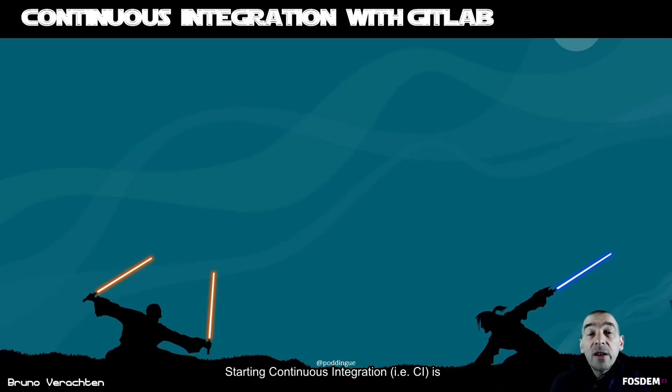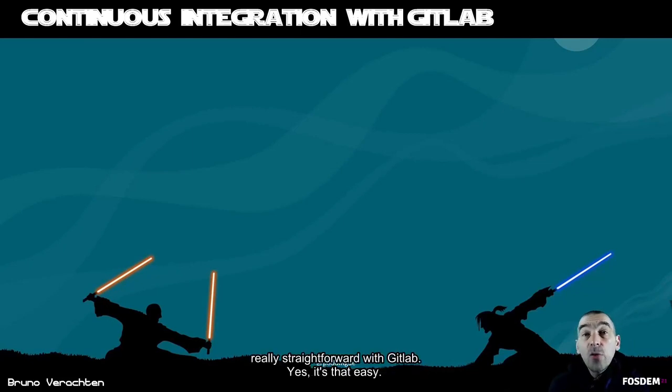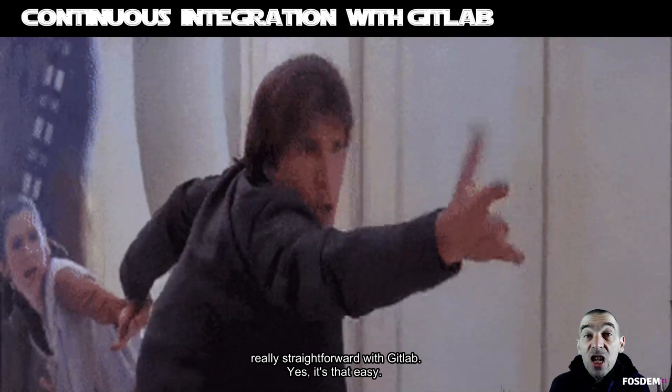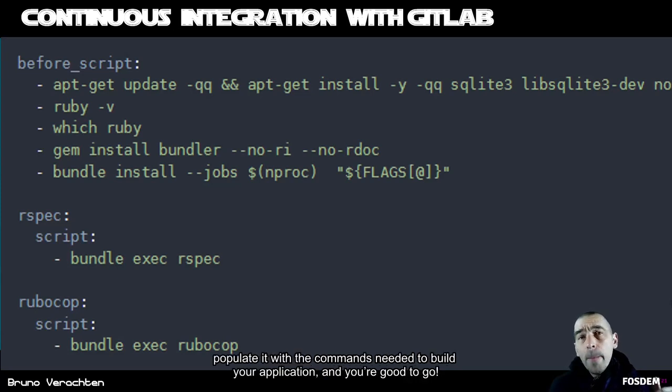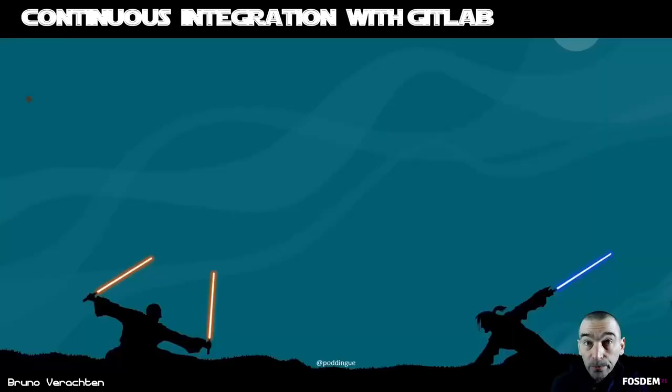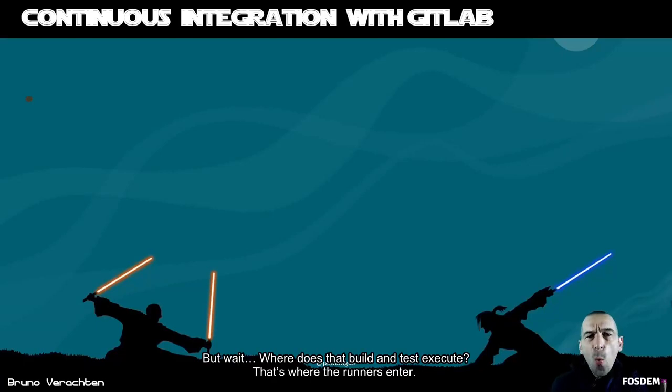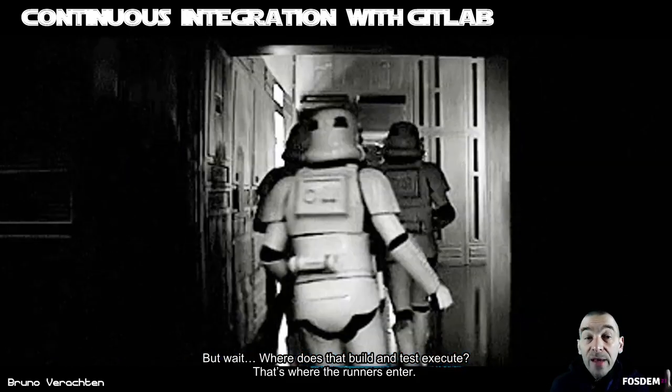Starting continuous integration with Gitlab-ci is really straightforward. Yes, it's that easy. You just have to create the Gitlab-ci YML file in your repository hosted in your GitLab instance, populate it with the commands needed to build your application, and you're good to go. But wait, where does that build and test execute? That's where the runners enter.